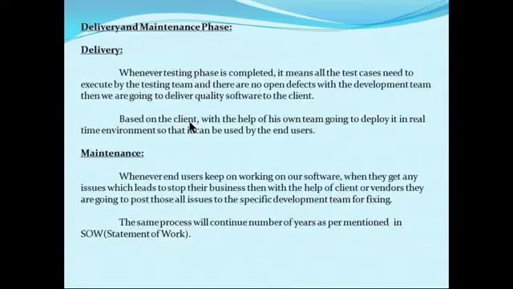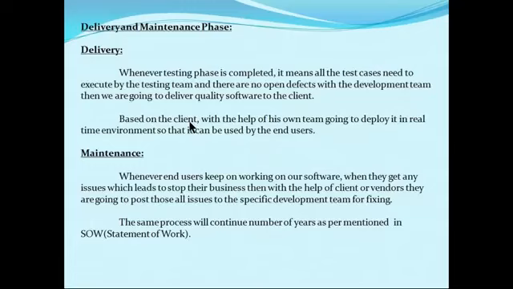Last phase, what do we have? Delivery and maintenance phase. What is delivery? Whenever the testing phase is completed, it means all test cases are executed by the testing team, and there are no open defects with the development team. That's very important. There are no open defects. Open defects means what? What is the meaning of open? Open defects means still being worked on by the developer. I cannot deliver to the customer with open defects. Nobody can do that.